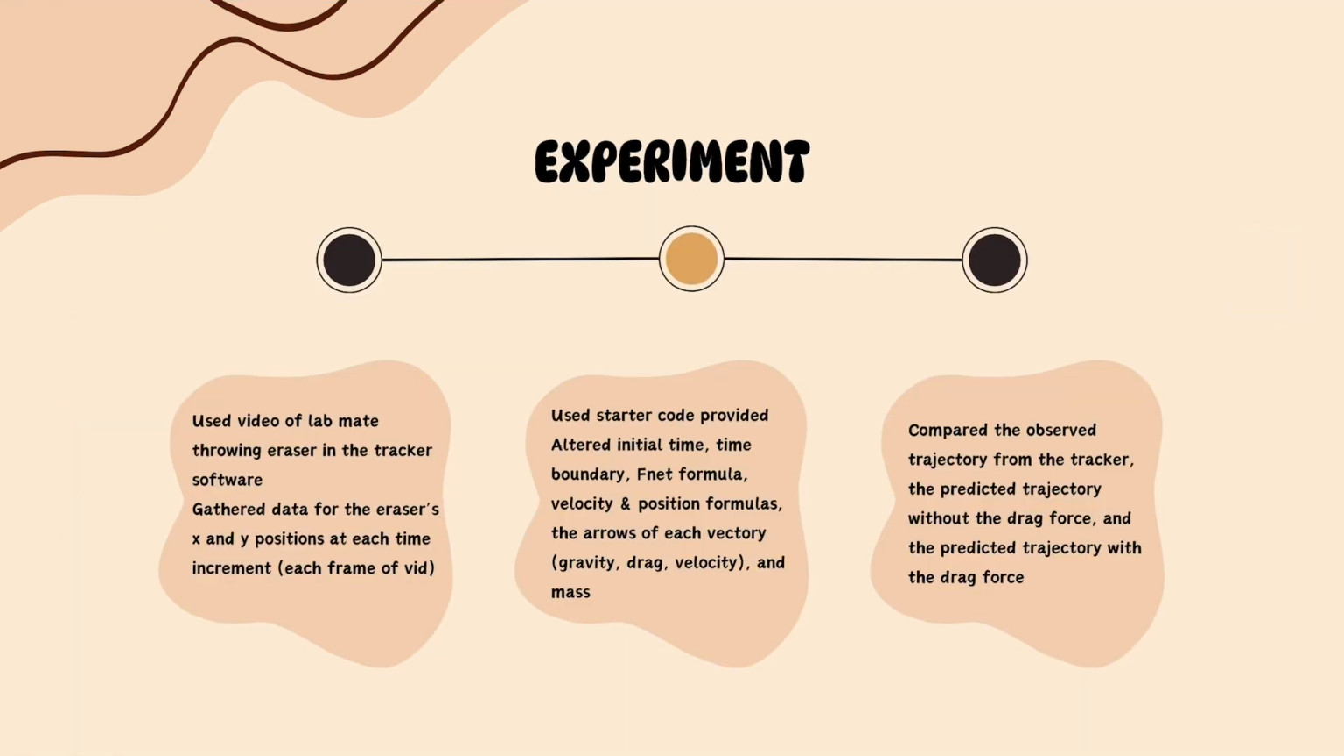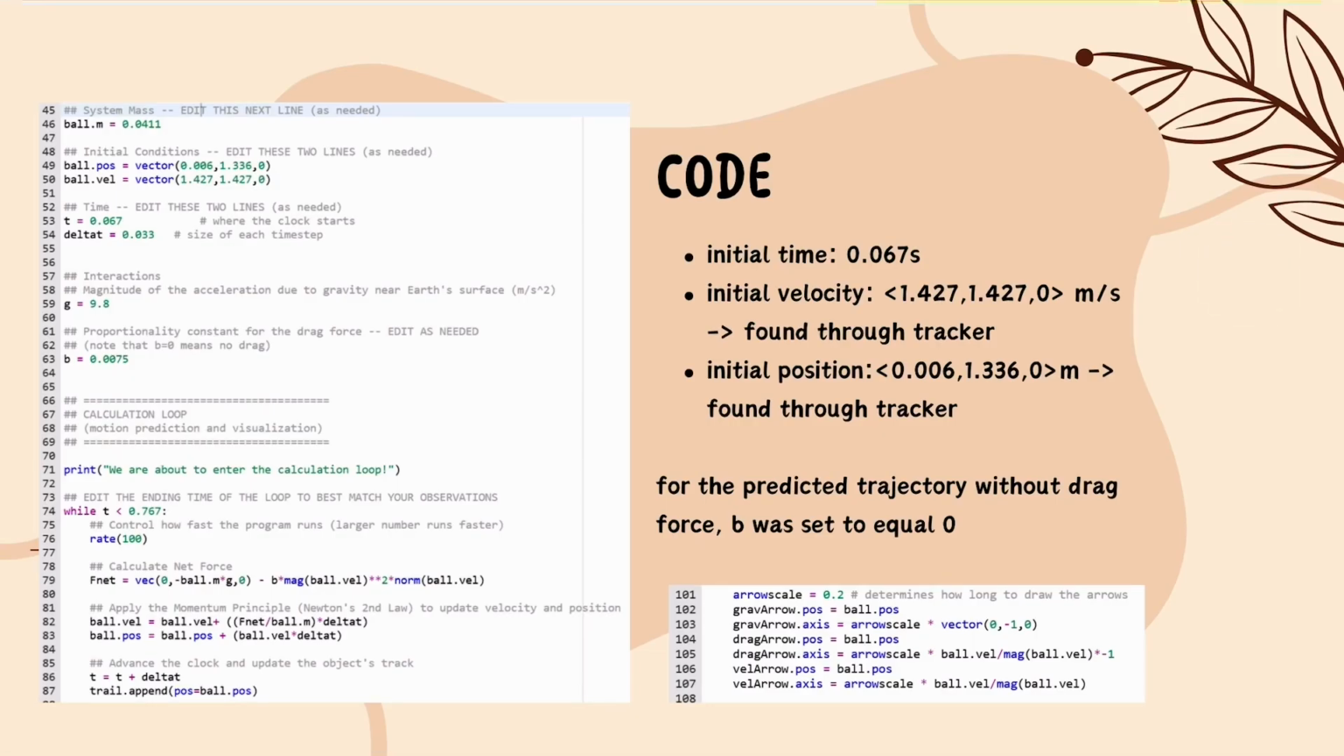For the experiment, we also used the starter code provided, and then we changed the initial time, the time boundary, to the end of our video, and then the FNet formula to account for gravity and also drag, and the velocity and position formulas mentioned before, and the arrays of each vector, and our mass, which we measured. This is a picture of the parts of the code that we altered.